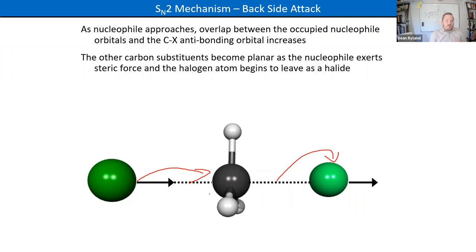And so we actually wind up with a transition state where your carbon actually looks totally planar. It might not be perfectly planar depending on the size of your leaving group and stuff like that, but it's going to be really close to being totally flat. It's not sp3 at this point.